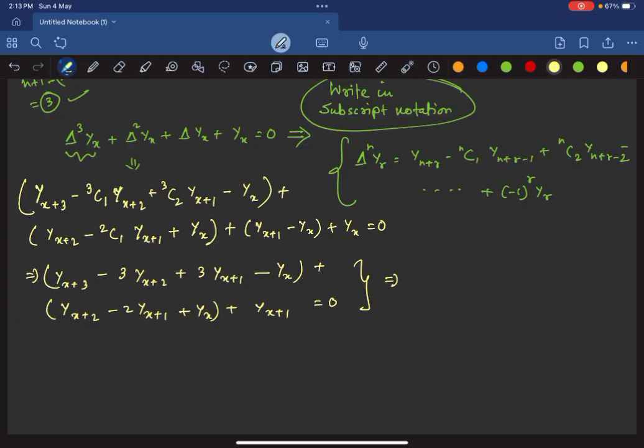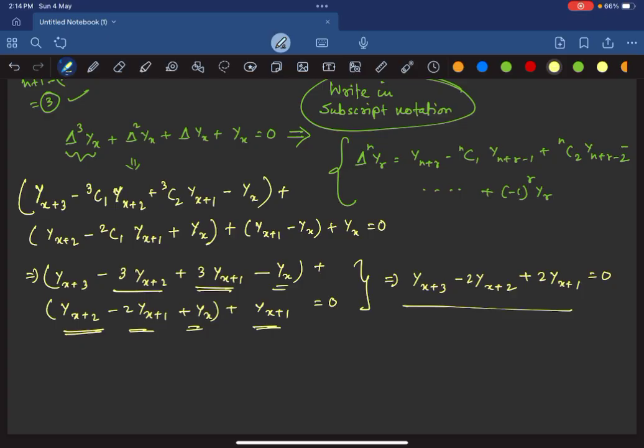So ultimately if you simplify this one, you are going to get y(x+3) minus 2 y(x+2). Just see this one, y(x+2). Here we have another term, and then we have this one and this one. These are the terms. So it would be plus 2 y(x+1). Now this term and this term get cancelled, so we have this one. So this is the equation. Okay, this is the equation.